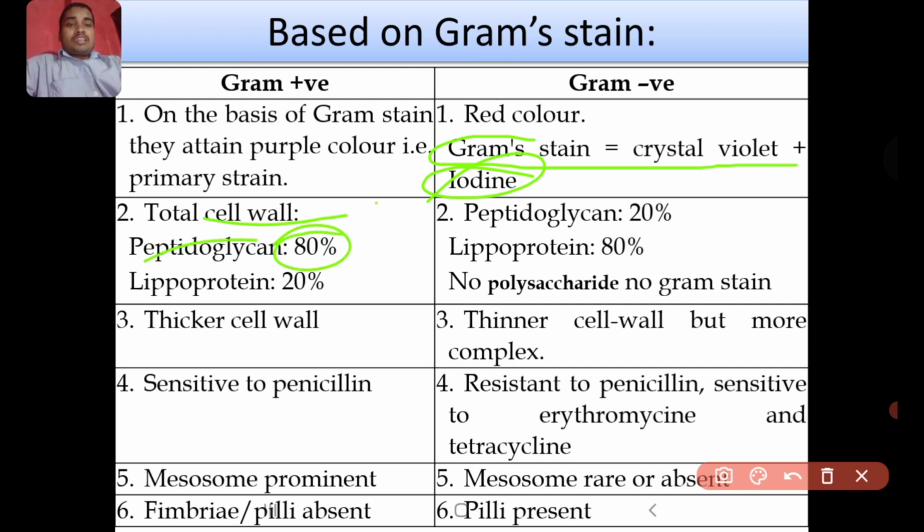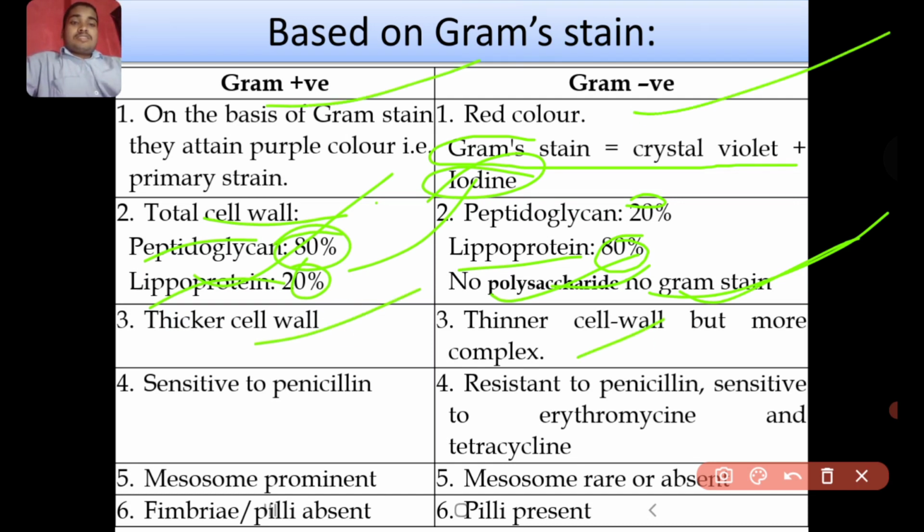Let's see gram positive. In its total cell wall, 80% is peptidoglycan, whereas 20% is lipoprotein. But in gram negative, 20% is peptidoglycan and 80% is lipoprotein. Here there is no polysaccharide and no grammatin. Mind it, no polysaccharide, no grammatin. Here there is polysaccharide and grammatin. Gram positive has a thicker cell wall, whereas gram negative has a thinner cell wall.